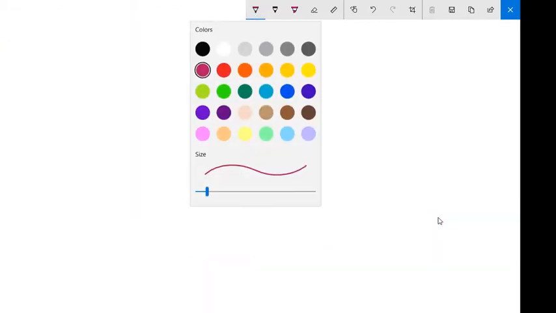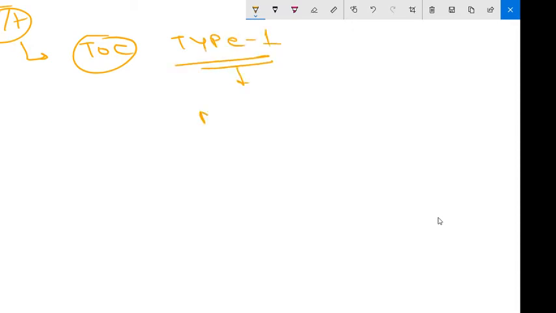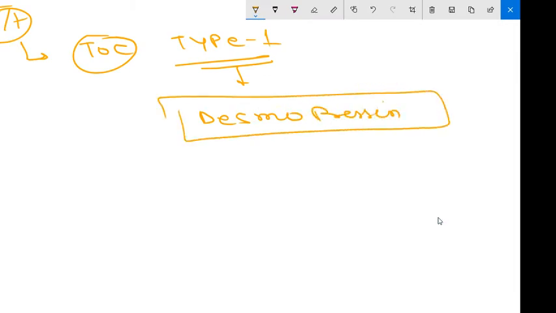Now coming to the treatment of von Willebrand disease. The treatment of choice for type 1 von Willebrand disease is the drug desmopressin. Desmopressin is the treatment of choice, clear. This desmopressin will cause release of von Willebrand factor and factor 8 from endothelial stores, clear friends.